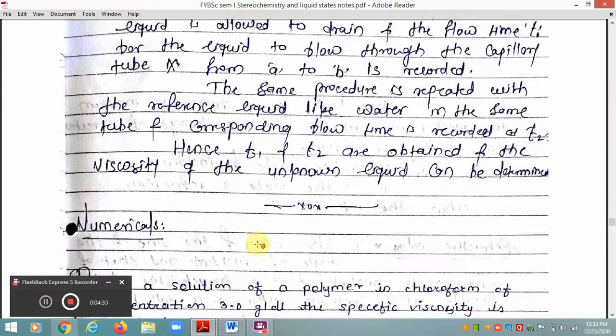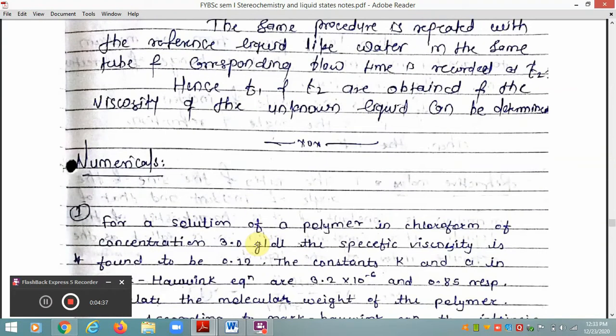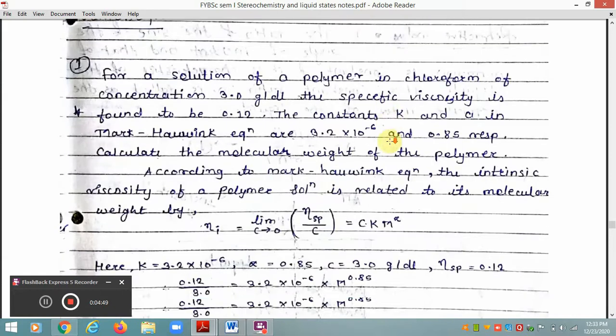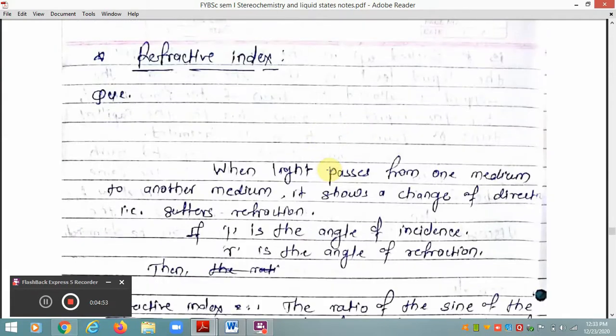Hence T1 and T2 are determined, measured with the help of the viscometer, and the viscosity of the unknown liquid can be determined in this way. Definitely, based upon the same, there might be numericals, but these are the types of long questions. Dear friends, there is another important property of the liquid that is called refractive index.